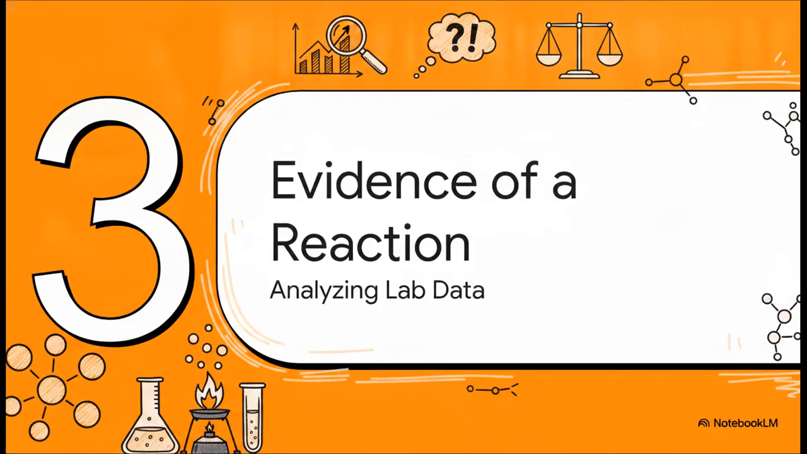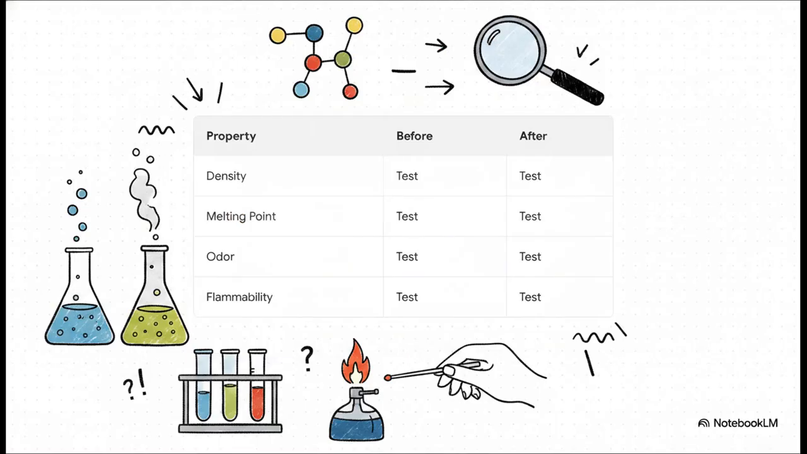Section 3. Evidence of a reaction. All right, now that we've got our particle models in mind, let's step into the lab and look at some data. In Lesson 7, a massive focus is that you can't just guess a reaction happened. You have to prove it using CER: claim, evidence, and reasoning.